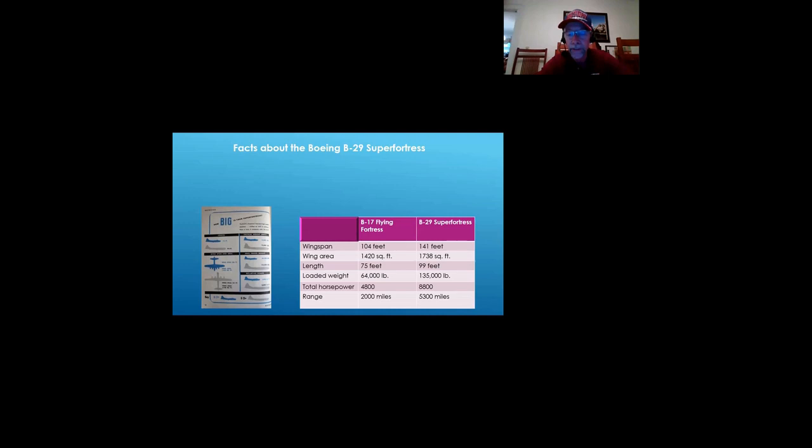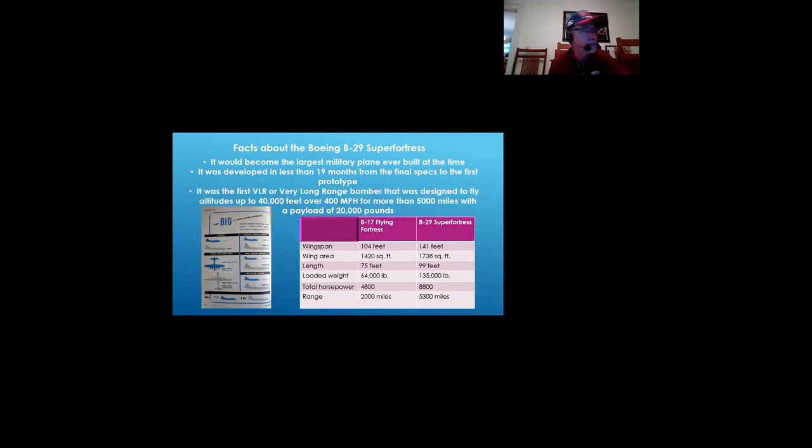And you can also see the difference in the loaded weight. Almost 70,000 pounds heavier than the B-17 with a full load of bombs. Total horsepower was almost twice as much, and range was more than twice as much. The B-29 had to be able to fly over 5,000 miles because of the distance between the Marianas Islands and the Japanese home islands.